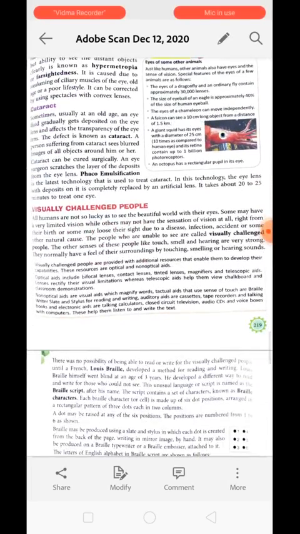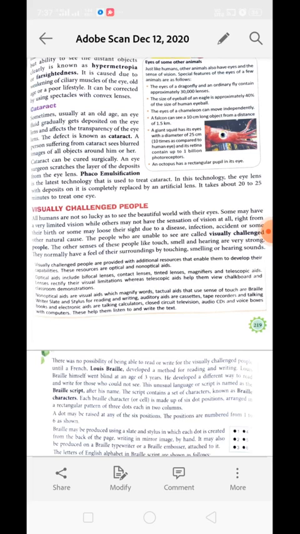Now next is visually challenged people. We are lucky that we have eyes to see the beautiful surroundings, to see the beautiful scenery provided by nature, but all humans are not so lucky. Some may have very limited vision, while others may not have the sensation of vision at all right from birth. Some may lose their eyesight due to some incident, some due to some infection or disease. Okay, the people who are unable to see are known as visually challenged people.